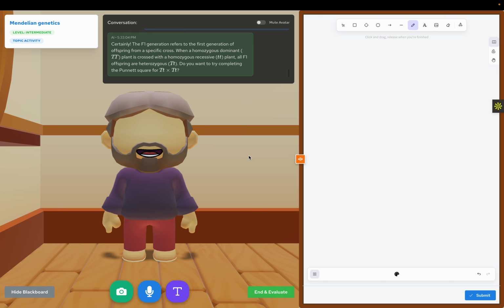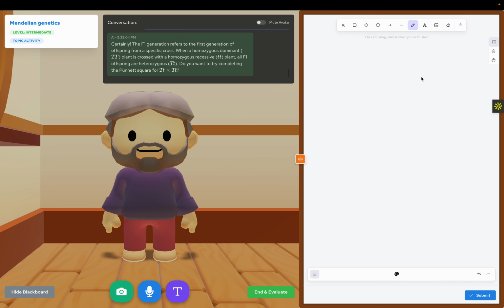Certainly, the F1 generation refers to the first generation of offspring from a specific cross. When a homozygous dominant (TT) plant is crossed with a homozygous recessive (tt) plant, all F1 offspring are heterozygous (Tt). Do you want to try completing the Punnett square for Tt times Tt?